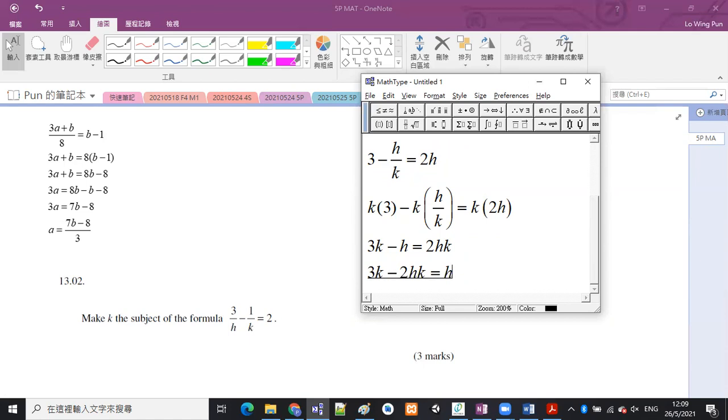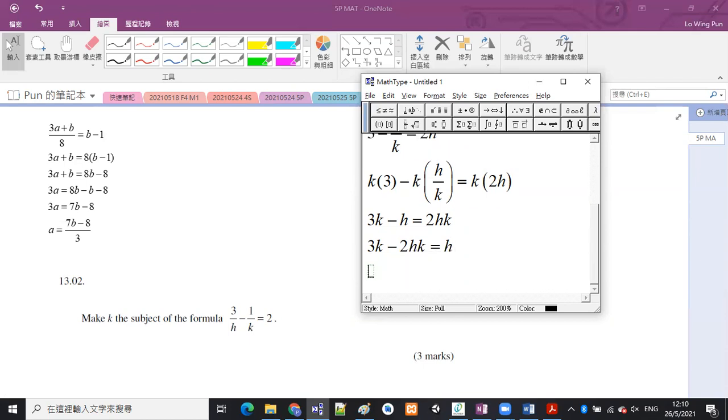This time, we have two terms with the subject. So what shall we do? We need to take out the common factor. k is the common factor now. I need to take out the k, and then write down the remaining factors. 3k. After taking out k, we have 3. And then the connection is minus, so just copy the minus. 2hk. Taking out the k, we have 2h. Right-hand side is still h, no change.